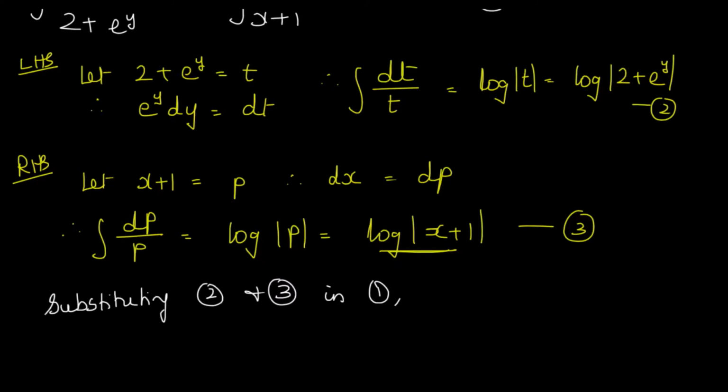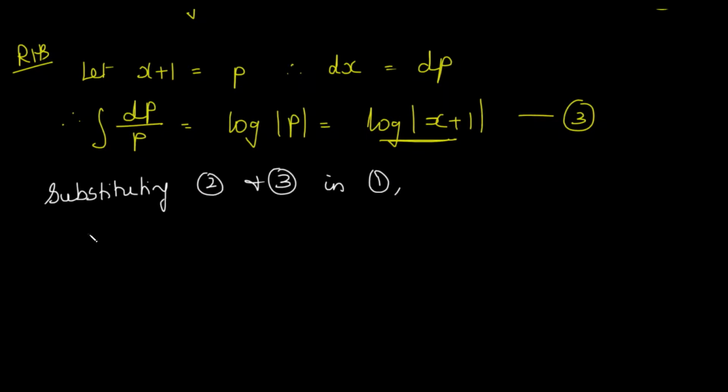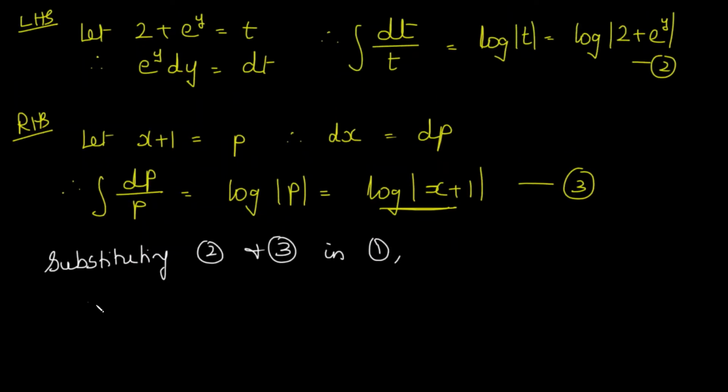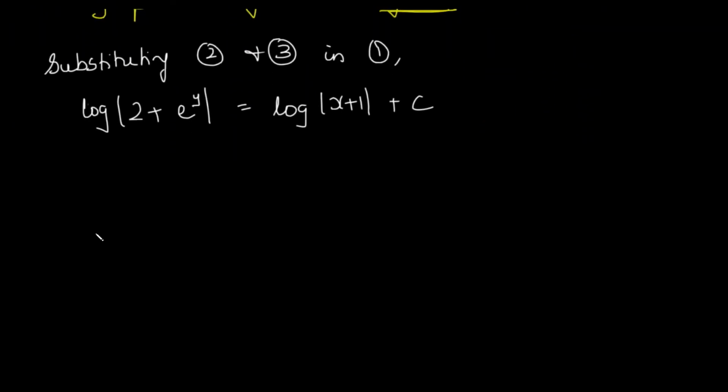We are going to get this way, that is, the term becomes, now the integral has been solved, so the first term has become log 2 plus e raised to y. So log 2 plus e raised to y is equal to log x plus 1 plus c. Now we put our values of x and y which are given to us in the question to find the value of c, because we are going to find a particular solution.